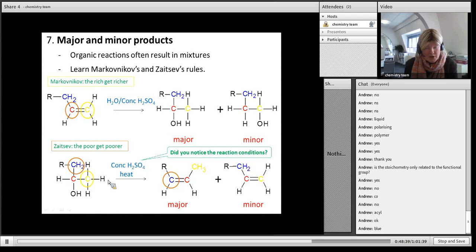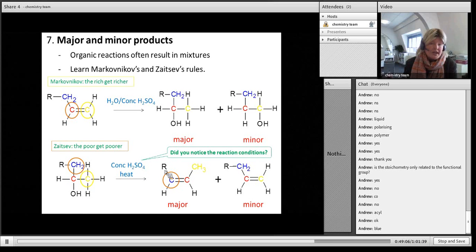Elimination tends to be always the more extreme conditions. So here, if you like, it's been diluted and I'm not adding too much heat. Here, though, I've got to heat more strongly. So if I'm eliminating, if I'm taking away, it normally has to be more harsh conditions. So make sure you don't just say conc H2SO4. Notice which one is only conc H2SO4 and heat and which one actually has the water added.